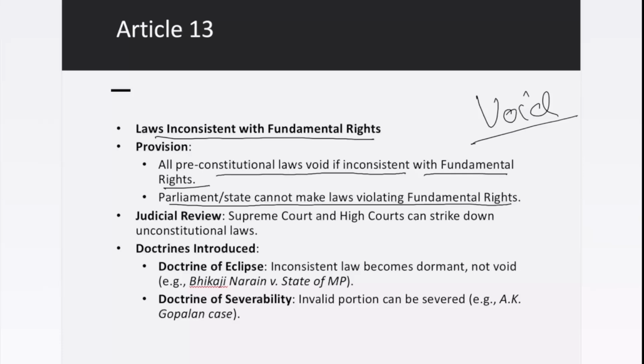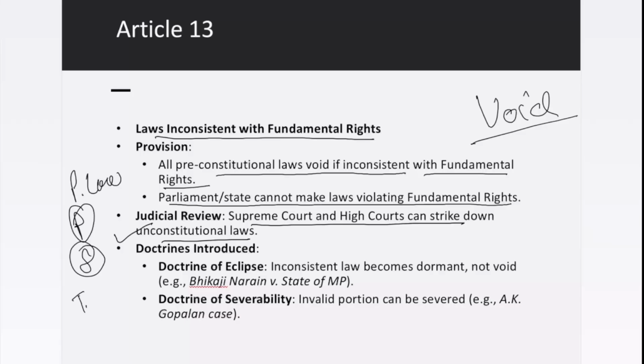Judicial review: Supreme Court and High Courts can strike down such unconstitutional laws. Laws passed by Parliament or a state legislature can be struck down by the Supreme Court or the Honorable High Courts and called unconstitutional. So Article 13 introduces the term law very well, and it has also been given a very wide connotation. It means permanent laws enacted by Parliament or the state legislature.